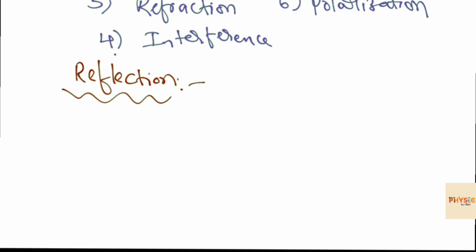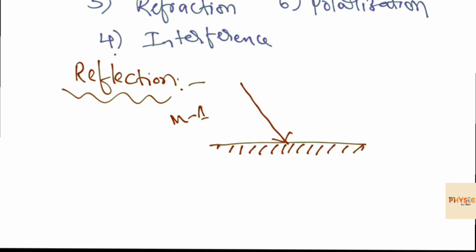Generally, reflection is a property of any wave. Here we are discussing light. When light is incident on a surface, this is medium 1, and incident on a reflecting surface, and comes back to the same medium, the process is called reflection.